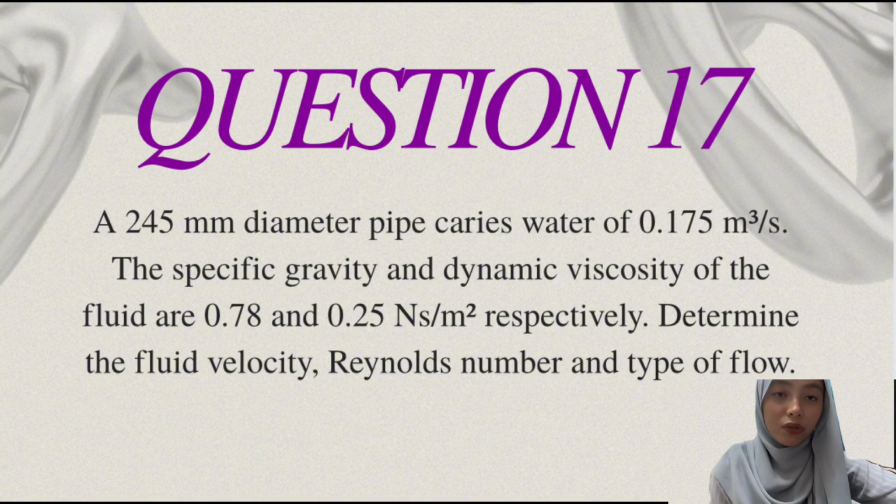According to question 17, a 245 mm diameter pipe carries water of 0.175 meter cube per second. The specific gravity and dynamic viscosity of the fluid are 0.78 and 0.25 Newton second per meter square respectively. Determine the fluid velocity, Reynolds number and type of flow.